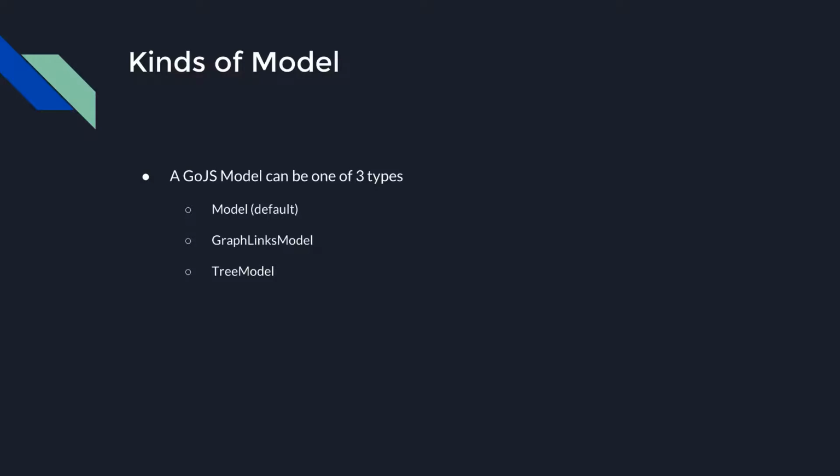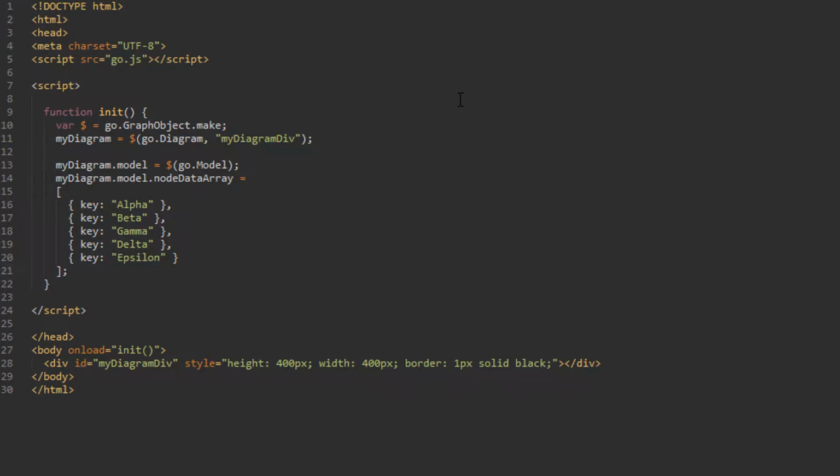The default model does not have support for link data, so we need to choose one of the other two kinds of model, either the graph links model or the tree model. A full discussion of model types can be found in our beginner video, the diagram model. For now, let's use a graph links model. Change the parameter in our model's constructor from go.Model to go.GraphLinksModel.